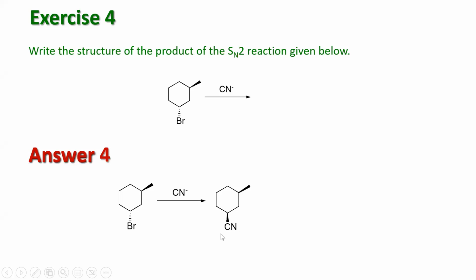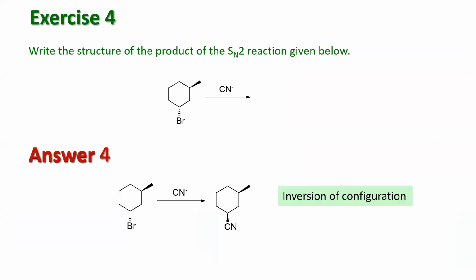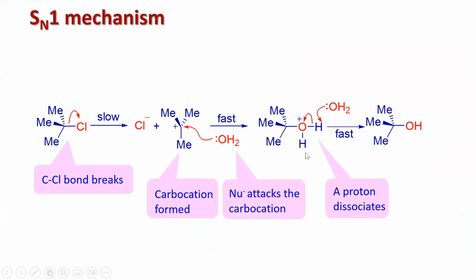So inversion of configuration takes place in this SN2 reaction, and now the CN group is attached towards you. It is projected towards you. So it's easy. We just have to remember that in an SN2 reaction, inversion of configuration is taking place. Okay, I have mentioned it here.